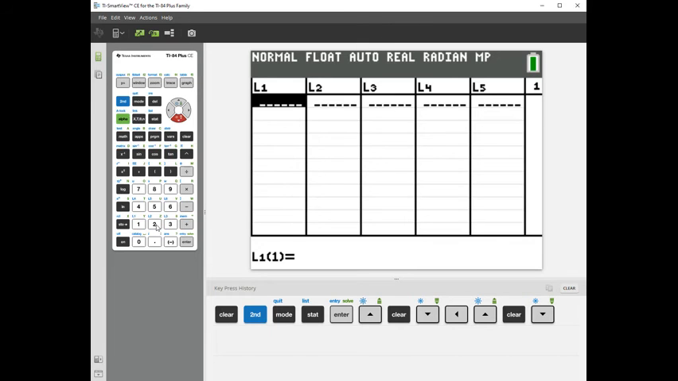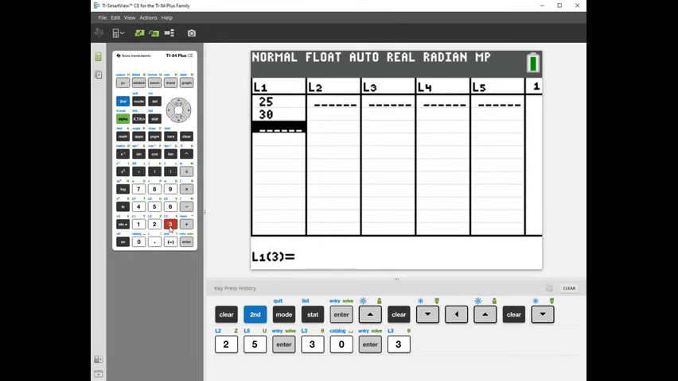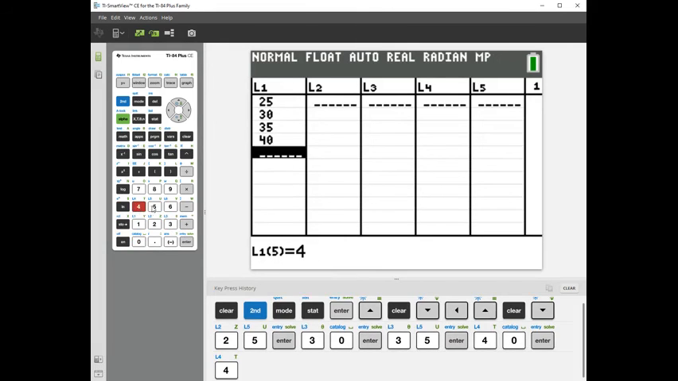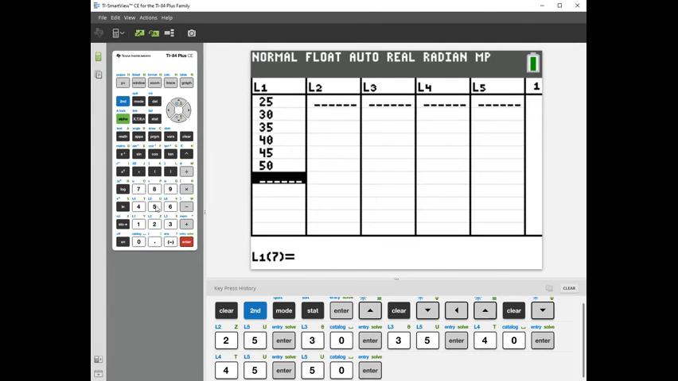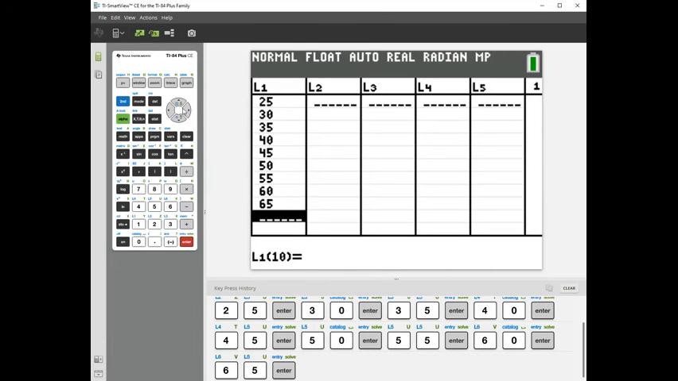In L1, we're going to enter all the X values, 25, 30, 35, 40, 45, 50, 55, 60, and 65. L2 is all of the values in the bottom row of that table, in the M of X row.